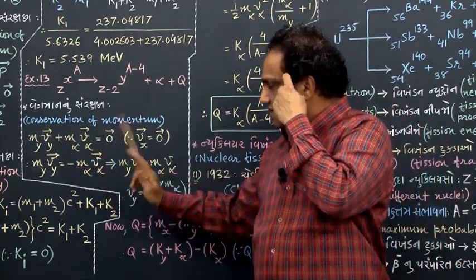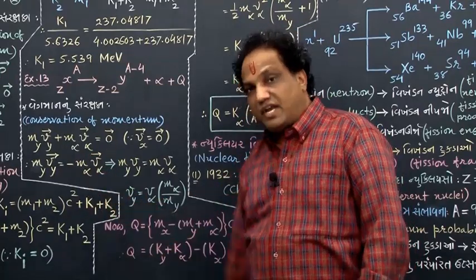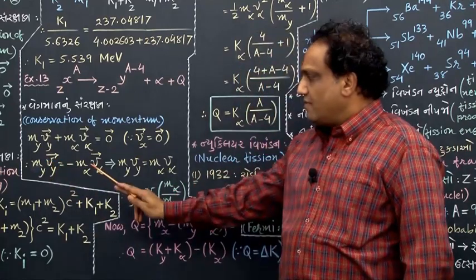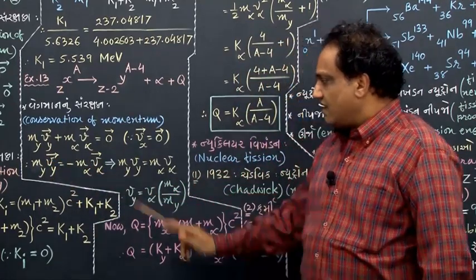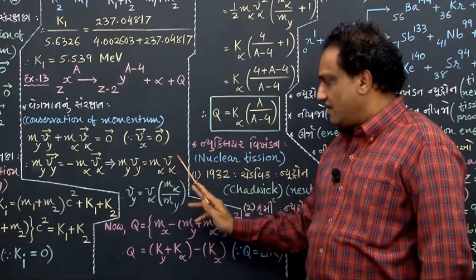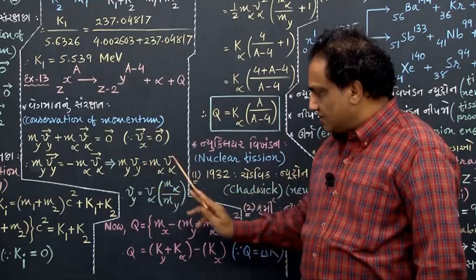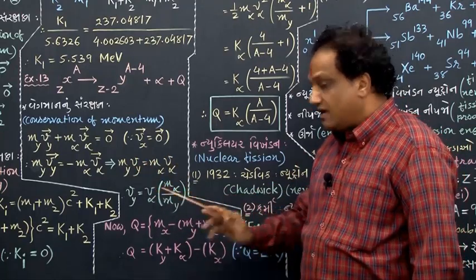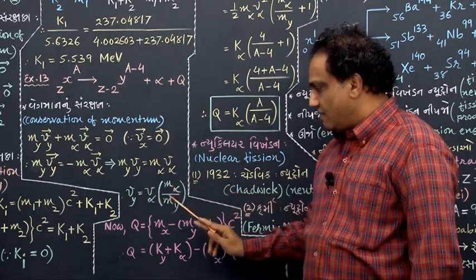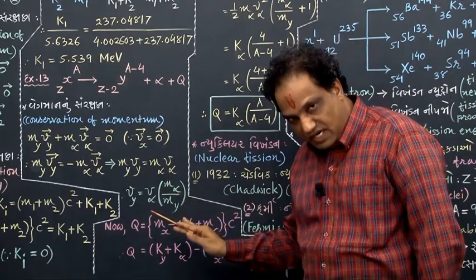Transfer this part over here, from plus it will become minus. And now take magnitude on both the sides. So My Vy will be equal to M alpha V alpha. Find out Vy, transfer this. So it is V alpha into M alpha upon My. Leave it. We will require this result.